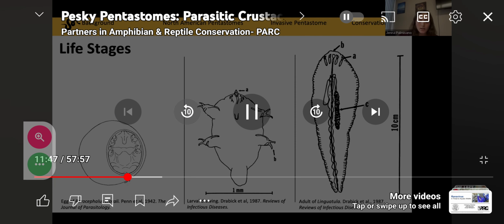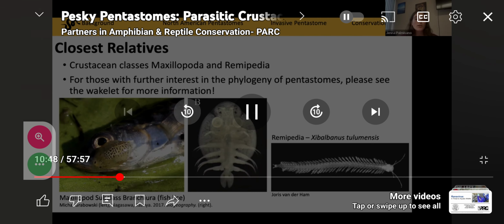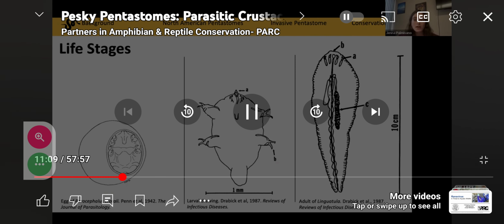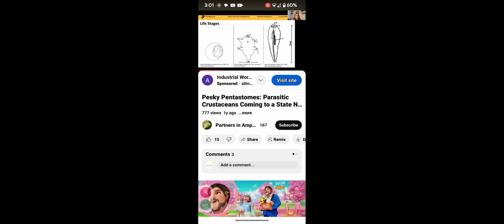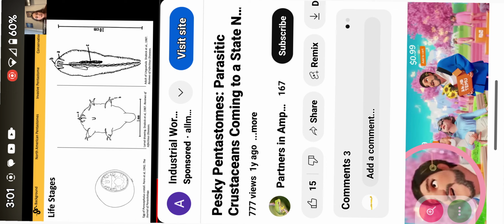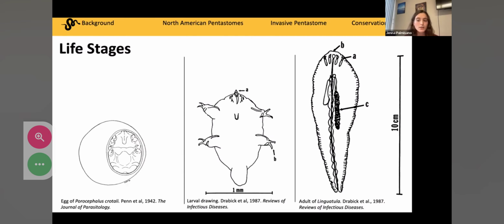We'll talk a little bit about what we are focusing on today through these 3 life stages we see here. And there are many different types of pentastome species. There are some that infect gators, alligators, some that infect turtles, some birds, some mammals, and many infect snakes. In all stages, they have the 4 hook-like appendages that we talked about.